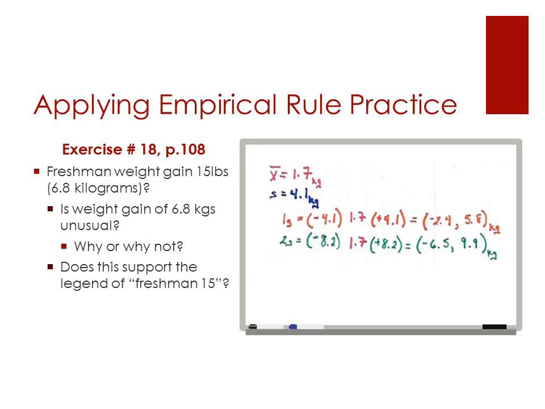So now we need to look at this. Does this support, is a weight gain of 6.8 kilograms unusual? In other words, does it fall outside the boundaries of 2 standard deviations for this data set? So take a moment, look at your data, and make your decision, explain why. And again, make sure you're just specifying how it relates to falling inside or outside the 2 standard deviation boundaries. Okay?